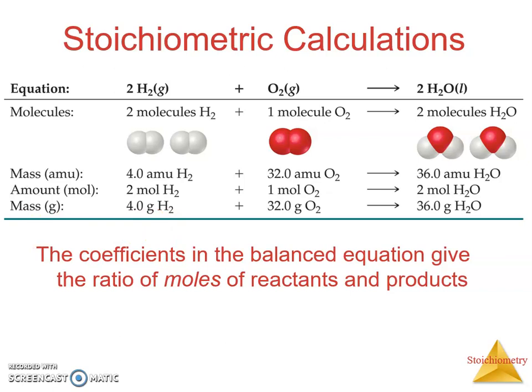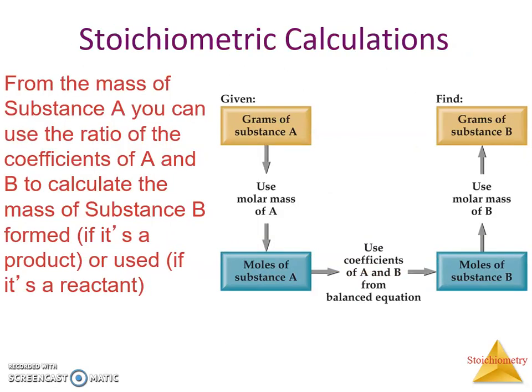Very important point. Now, stoichiometry calculations. From the mass of substance A, you can use the ratio of the coefficients of A and B to calculate the mass of substance B, whether it is a product or a reactant. So given grams of substance A, use the molar mass of A. Use the coefficients of A and B from the balanced equation to get moles of substance B. Then use the molar mass of B to get grams of substance B.